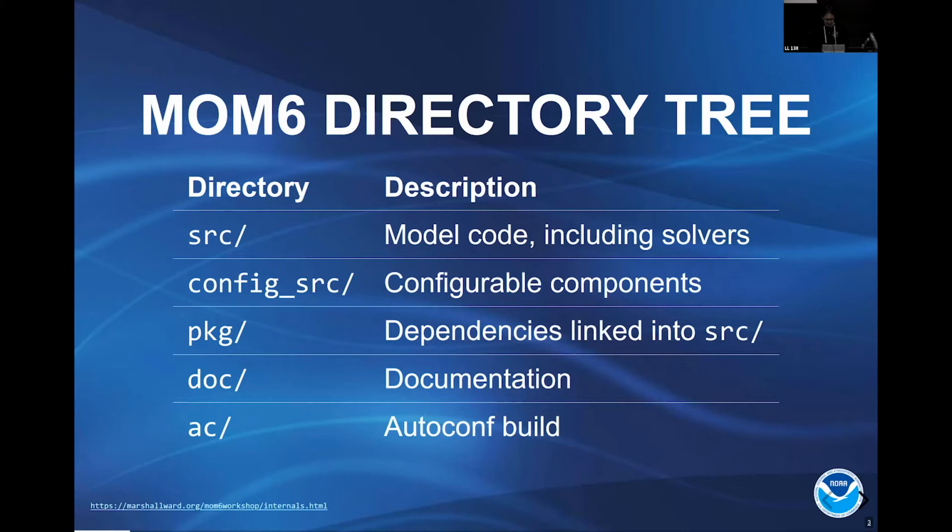Finally, we have some other ones. We have the documentation, very important, but we probably won't talk about it too much today. But there's a whole documentation system. It generates our API documentation and all that. And finally, there's the autoconf directory, which we may talk about depending on how things flow today. But that is a way to automatically build the model without MKMF.